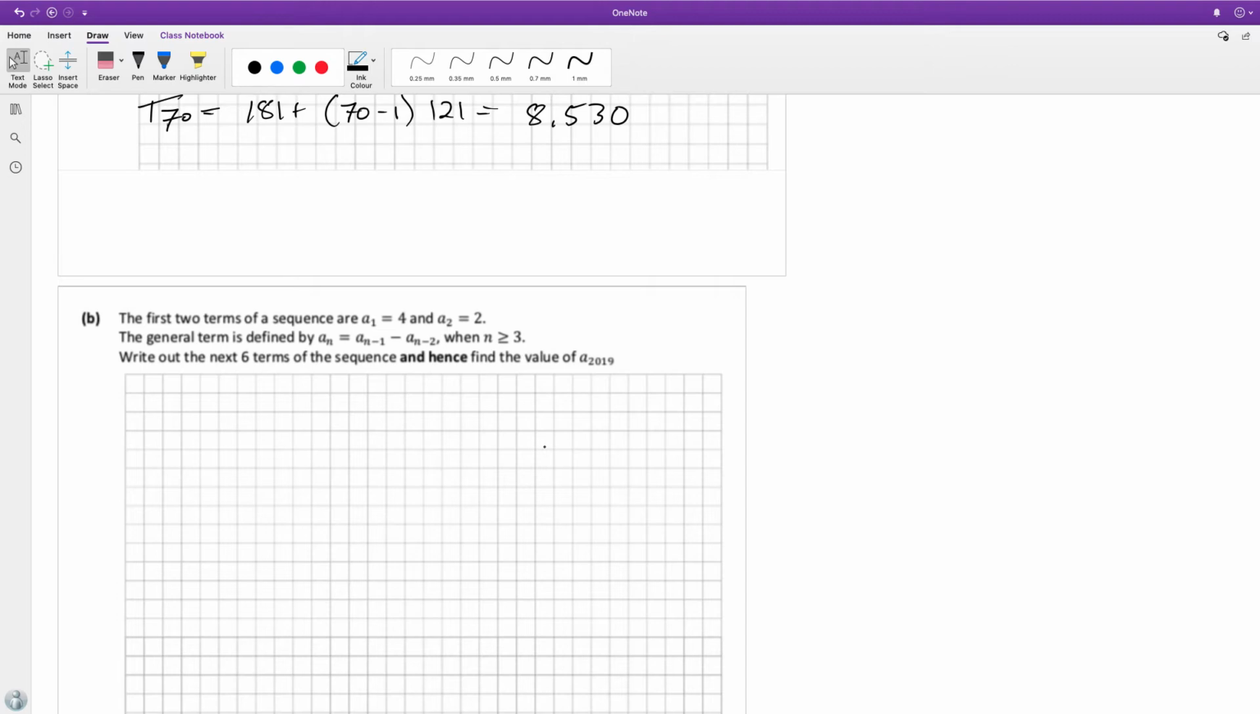So if I was to write out the next 6 terms of the sequence and hence find the value, if we have A1, A2, what am I going to do here? A3. I'm going to go to A3. A4, A5, A6, A7, A8. Get the next 6 terms. What am I going to do? How am I going to figure out what goes in here?